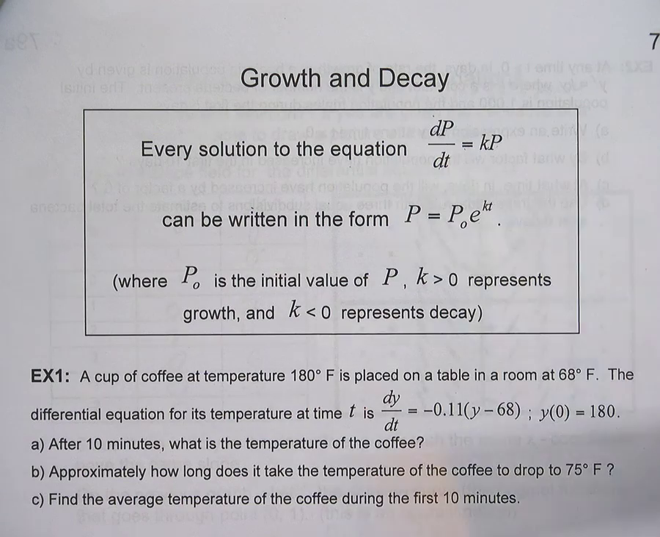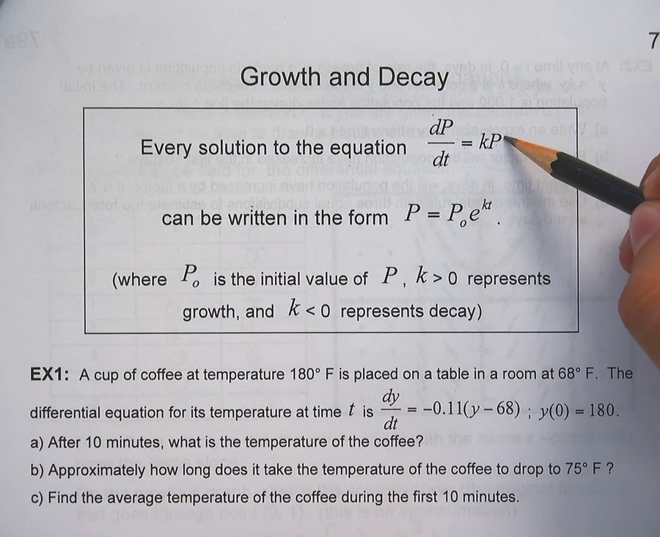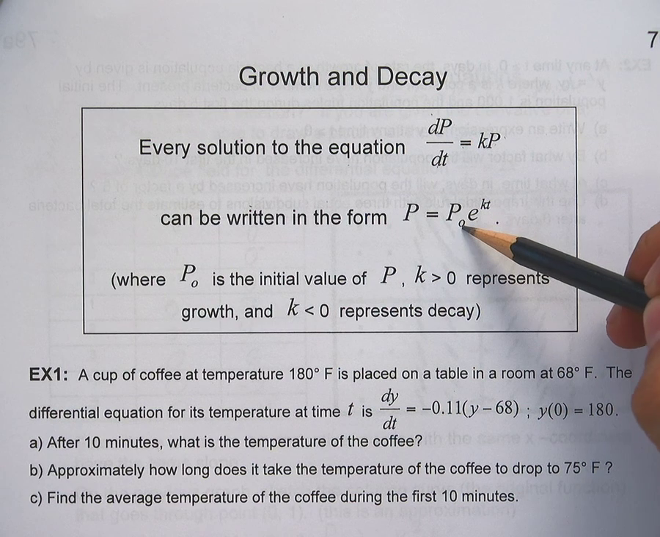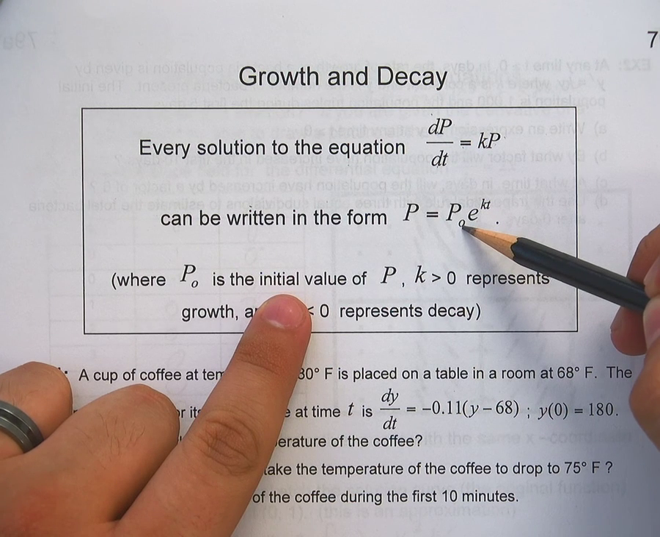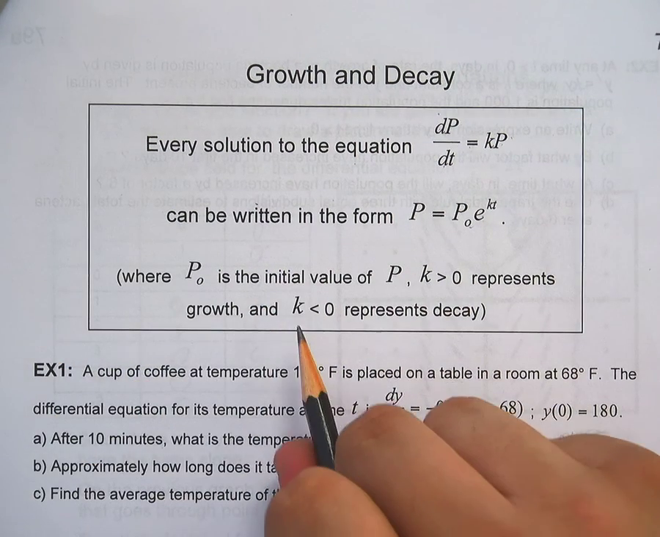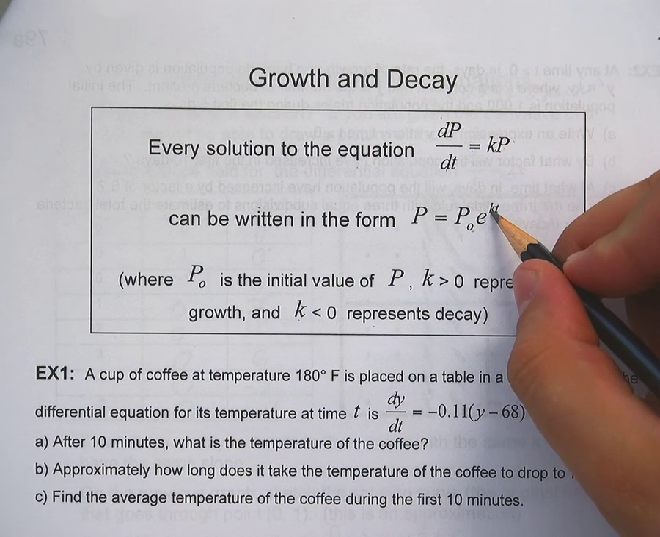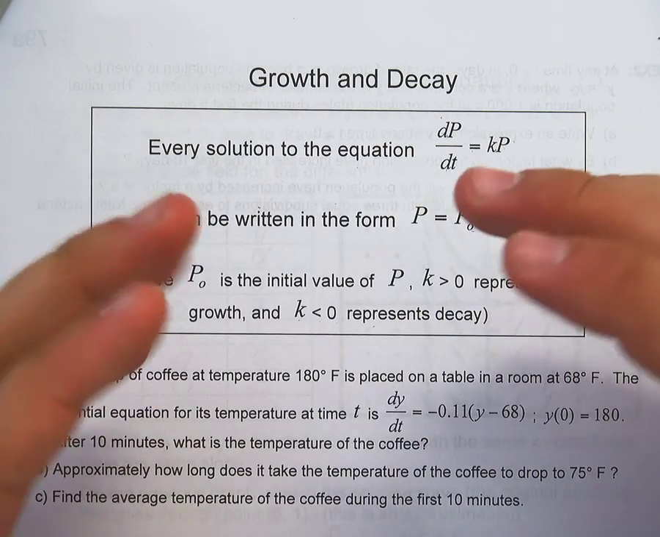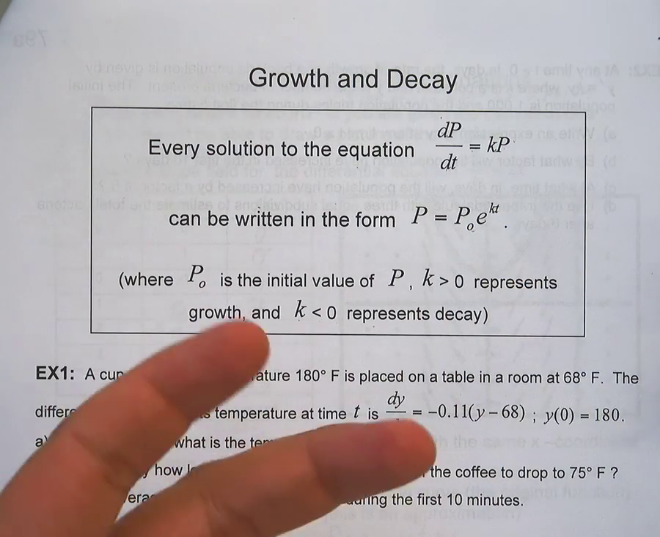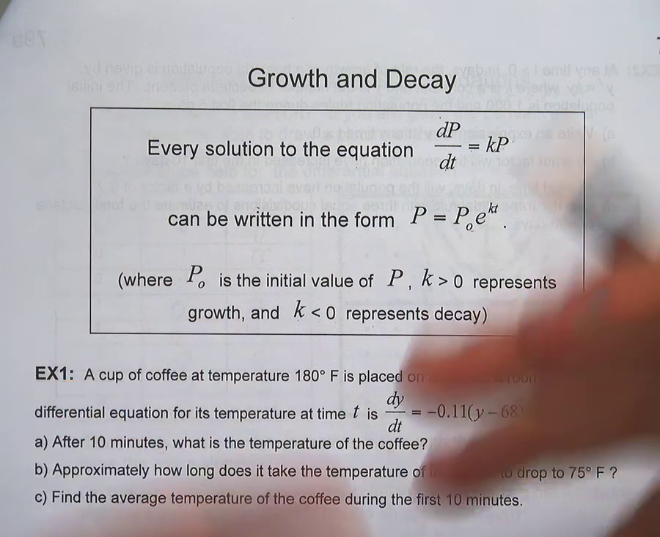What this is saying is that if you ever come across a differential equation that is just a constant k times your value of P, you can rewrite it as P = P₀, which is your initial value, times e to the power of kt, where k less than 0 represents decay. So if k is less than 0, the population is going to be decaying, or the temperature of a cup of coffee is going to be decaying, or something along those lines. If k is bigger than 0, it represents growth, so a population growing.